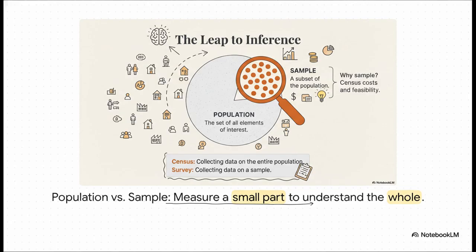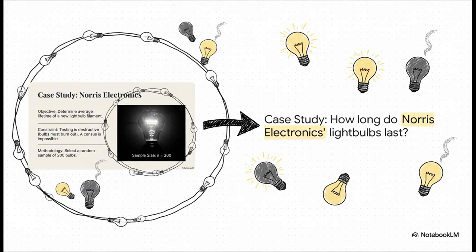The population, that's the whole shebang. It's everyone or everything you're interested in studying. The sample is just a small, manageable piece of that population. So why do we do this? Well, because trying to measure the entire population, what's called a census, is usually way too expensive, takes forever, or sometimes it's just flat out impossible.